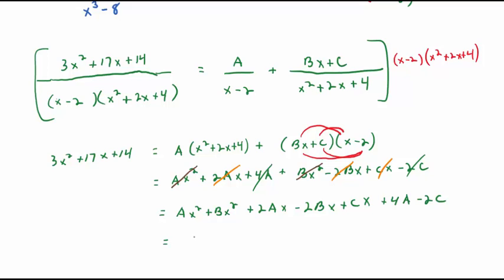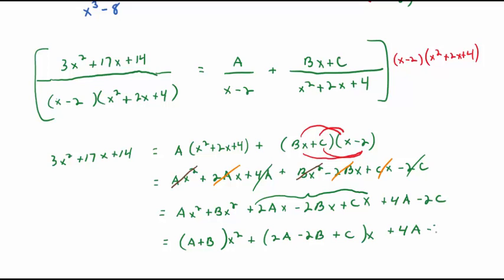Okay, factor out the x squareds. What's left? a plus b. Then factor out the x's from all three terms here. So x times what's left? 2a minus 2b plus c. And then plus 4a minus 2c. Now, plus 4a minus 2c is its own object. You could put parentheses around that. That's the constant, right? That quantity is the constant.